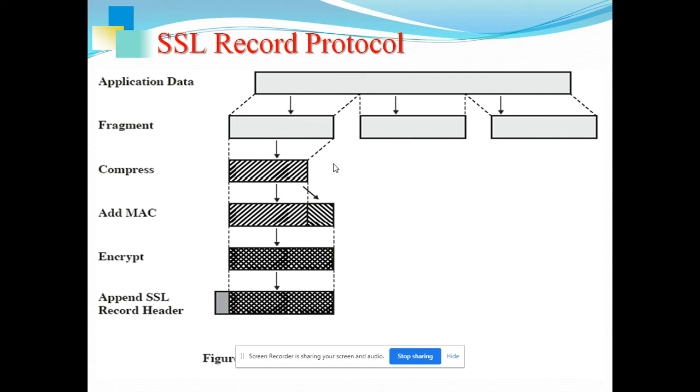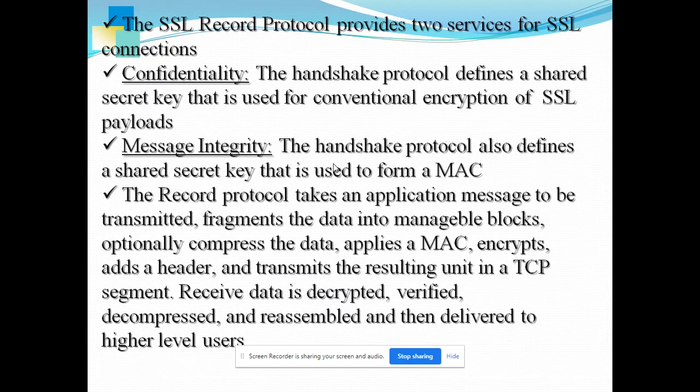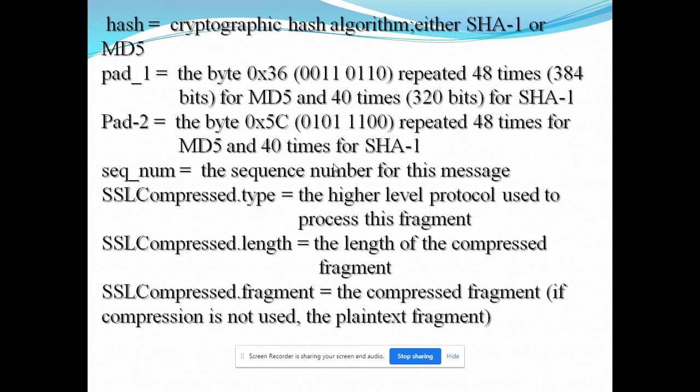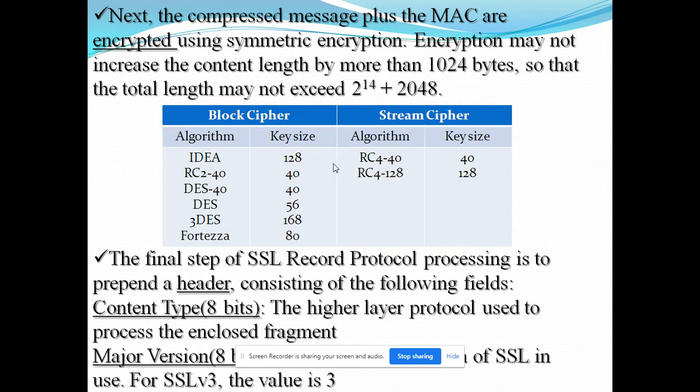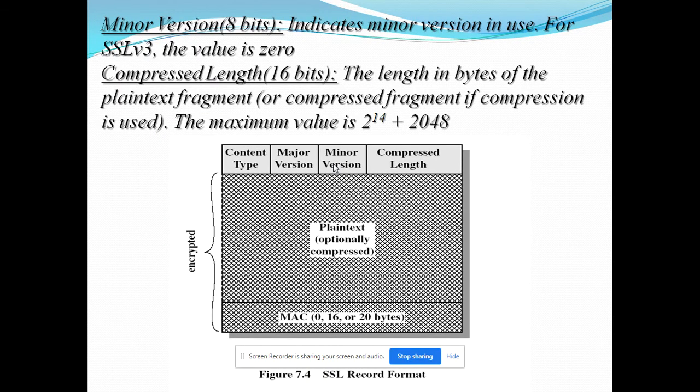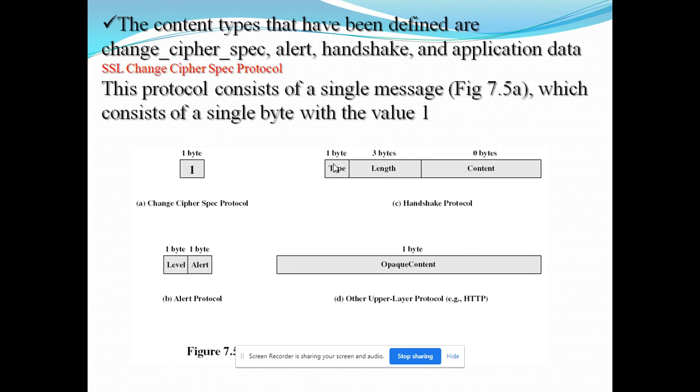SSL record protocol is the main protocol in the SSL (Secure Socket Layer) protocol. SSL contains the main SSL record, change cipher spec, alert, and handshake protocols. The record protocol's main job is to carry the payload data in an encrypted format. The main steps are encryption, confidentiality, and authentication, and all of this produces the SSL record encrypted plain text data format.